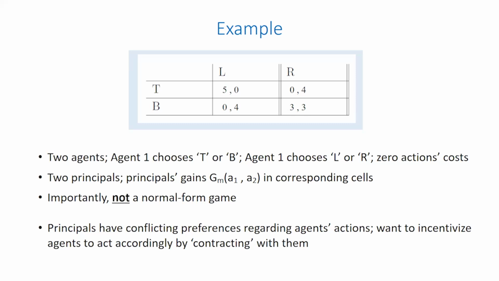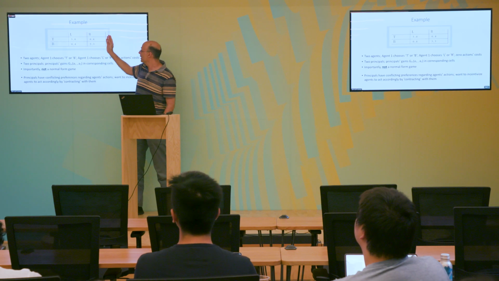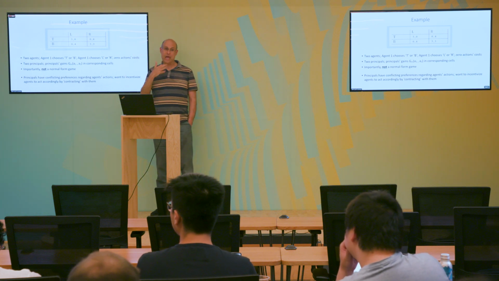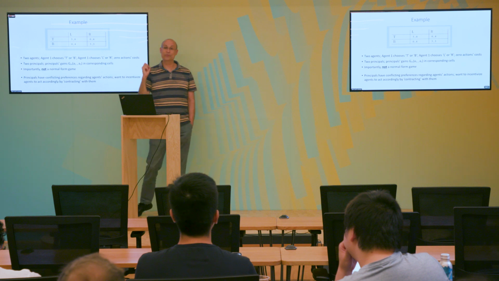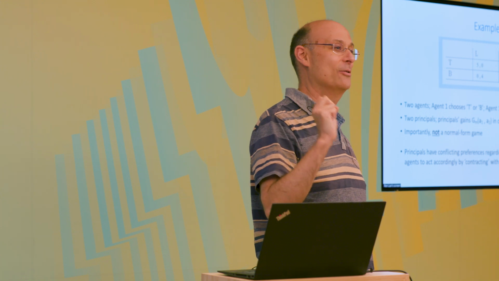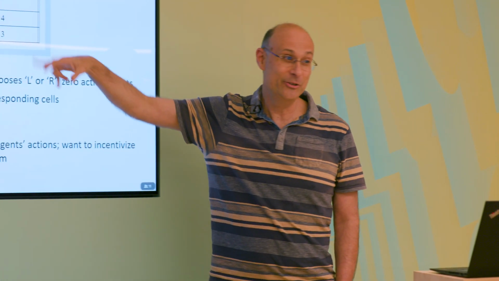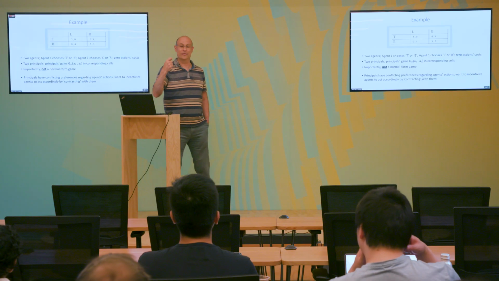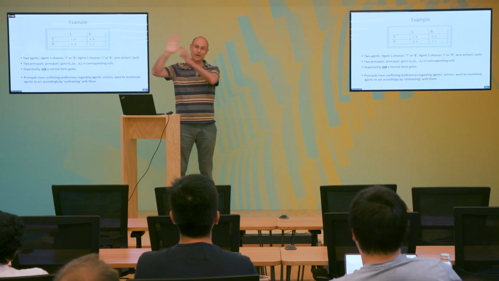The row agent, agent 1, has two possible actions, action T for top or B for bottom. And the column agent also has two possible actions, either left or right. And in this matrix, I describe the utilities that the principals get from the combination of actions of the agents. Note that this is not a usual game as we sometimes see in Game Theory 101, because the numbers inside these cells are not the gains of the agents, they are the gains of other entities.